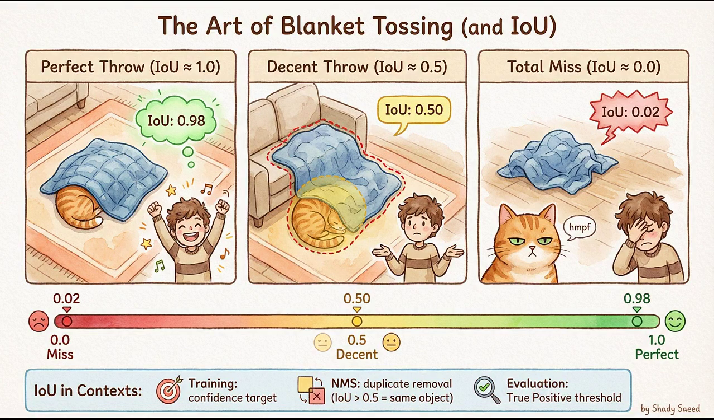Imagine throwing a blanket over a sleeping cat. A perfect throw covers only the cat, IOU of 1. If the blanket also covers half the couch, IOU drops to around 0.5. Miss the cat entirely and IOU is 0. IOU, intersection over union, is the universal measuring stick for how well a predicted box matches the real object's box. It's used everywhere: in training, in NMS, and in evaluation.